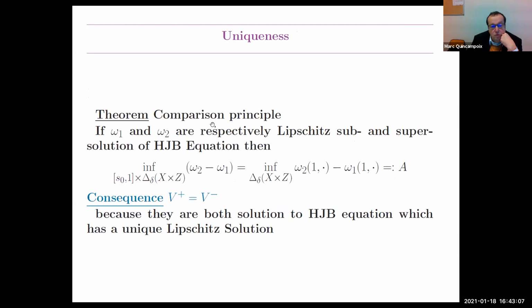In fact, we have obtained a comparison principle saying that if we have two functions, W1 and W2, which are respectively sub and super solution of the Hamilton-Jacobi equation, then, imagine that they have the same boundary condition, this quantity is equal to 0, so the infimum is equal to 0, so it means that W2 is always greater than W1. And exchanging the roles of omega 1 and omega 2, we have that omega 1 equals omega 2 if there is the same Hamilton-Jacobi equation. So we have proved this comparison principle, which is a very technical part of the paper. And as a consequence, because there is uniqueness, the two values coincide. Why? Because they are both the unique solution of the same Hamilton-Jacobi equation.